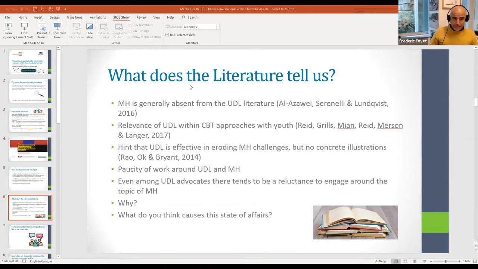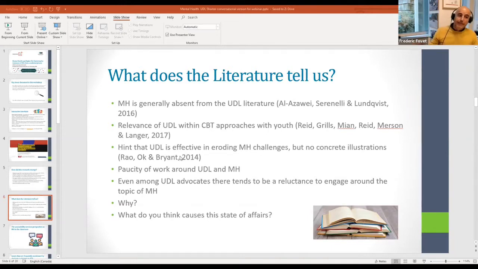So what does the literature tell us? There's very little literature on mental health and UDL in higher ed. It's generally absent from UDL literature altogether. I found a few instances where UDL is talked about in terms of CBT, cognitive behavior therapy approaches with youth, and then UDL is tackled within that, but not specifically within a university context and more community work. There are hints that UDL is effective in eroding mental health challenges in terms of design, but it's very conceptual.